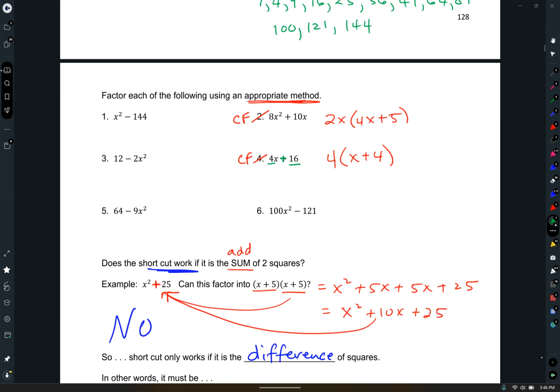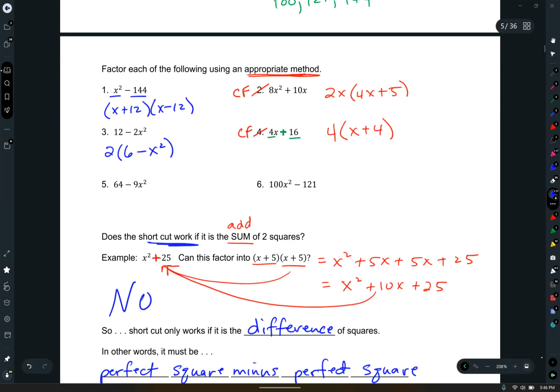Okay, so now does that automatically mean that if it's subtraction, that it's going to be difference of squares? No, because then you have to check and make sure, is each term a perfect square? And in this case, the answer is yes. That'd be x plus 12, x minus 12. What about on number 3, though? Well, no, 12 is not a perfect square, so who cares about the 2? So in this case, if it's not a difference of squares, your only other option is common factor. So I could take out a 2, leave me with 6 minus x squared.